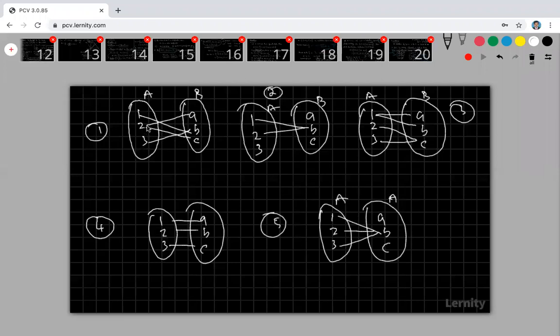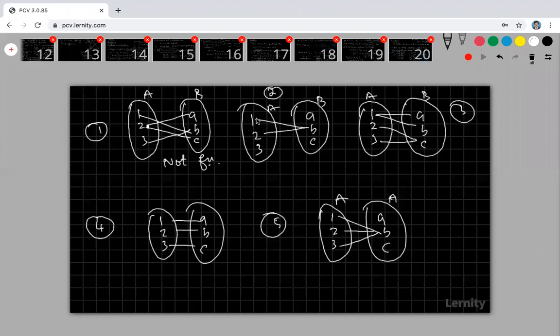Look at that. Here, my one has only one image, three has only one image, no problem. But my two has more than one image. More than one image means not a function. So if at least one element has more than one image, that is not a function. This is a relation alone. This is a relation, but not a function.